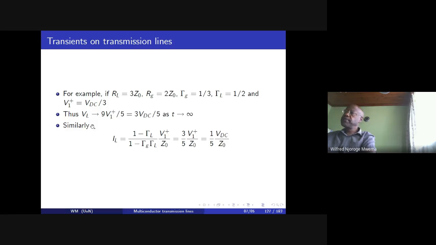Similarly, if we were to use the current equation itself, we'll get a similar value: (1 minus gamma L) over (1 minus gamma G gamma L), times V1 plus over Z0, and this can be given as that equation there, which is just 1 over 5 VDC over Z0.